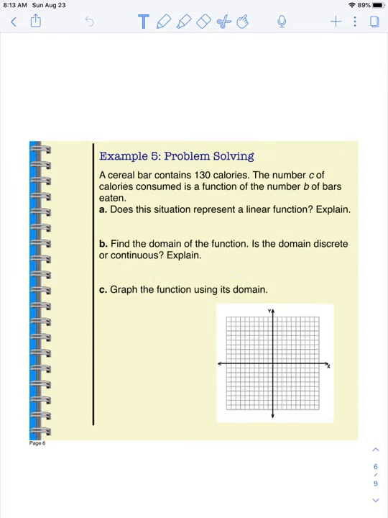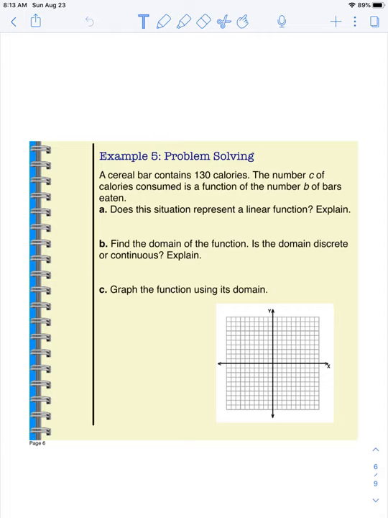All right, example 5, it's going to look a little similar to example 4. A cereal bar contains 130 calories. The number C of calories consumed is a function of the number B of bars eaten. That means C is dependent on B, so calories is your dependent variable, bars is your independent variable. Calories is Y, bars is X. Does the situation represent a linear function? Yes, because we have an independent variable and a dependent variable.